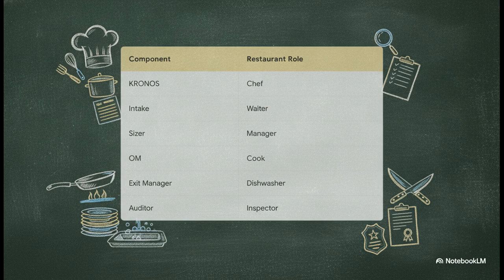So Cronos is our chef. The chef alone decides what to cook based on the market recipe. Then we have intake, who acts as the waiter, reading the order directly from the chef. The sizer, that's the manager, looking over the order to check if we have the right ingredients and making sure the portion size is spot on.